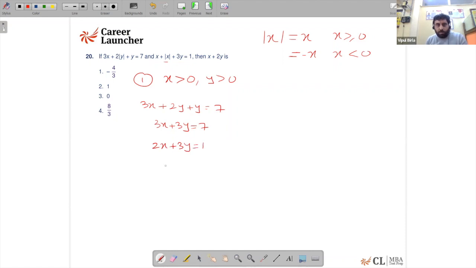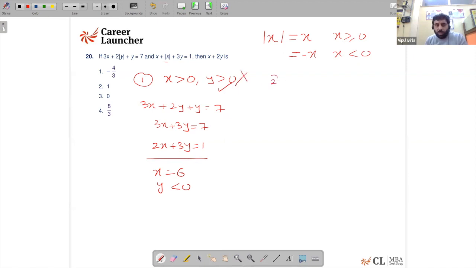If I solve it by subtracting the second equation from the first, I end up getting x equal to 6. Just plug in x equal to 6 in any of the equations, we get y as less than 0. My assumption was y has to be greater than 0, but I'm not getting it. Therefore, it is against my assumption, and therefore this is not a possible case.